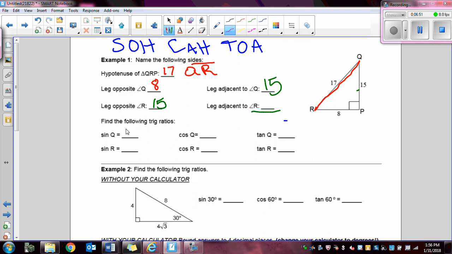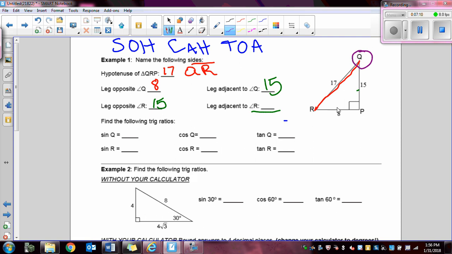So my first step is to label or circle my reference angle. They're asking me sine of Q first. So I'm going to use Q first. Make sure you're doing this in a color pencil so you can erase it and change your reference angle to this one. Now, my second step is to label my triangle.